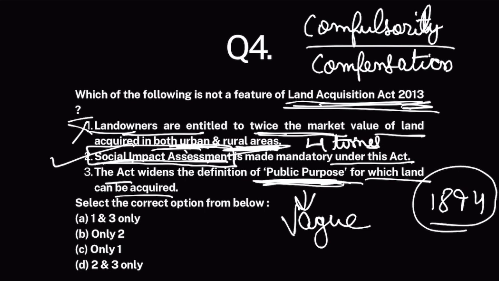So it was basically a British era law in which the Britishers deliberately made the definition of public purpose vague so that they could acquire anyone's land. So to address this issue, the government brought in the Land Acquisition Act in 2013 to replace the old law, and in that it has narrowed the definition of public purpose so that it cannot be misused. Not widen, narrow. So which of the following is not a feature? 1 and 3 are not a feature.